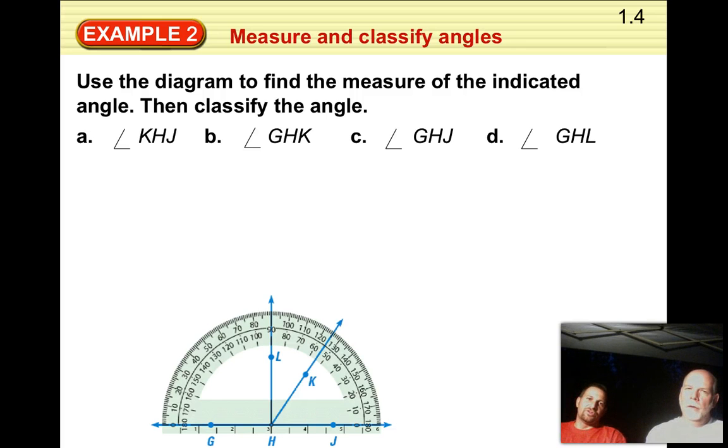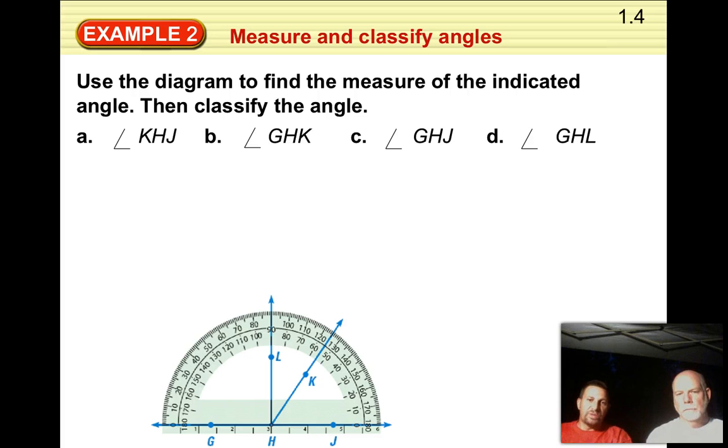Okay, so we want to use a diagram to find the measure of the indicated angle, then classify the angle using the protractor. So if we wanted to find the measurement of angle KHJ, we would look at the protractor and follow it from K down to H and over to J. If you use your fingers to help yourself, you can say, I know that's acute, so I have to pick the smaller number on the protractor, which in this case is 55 degrees.